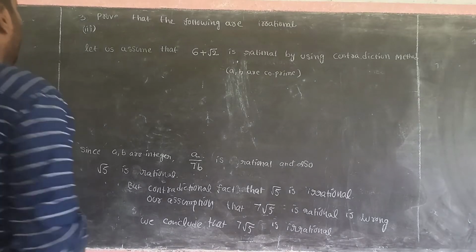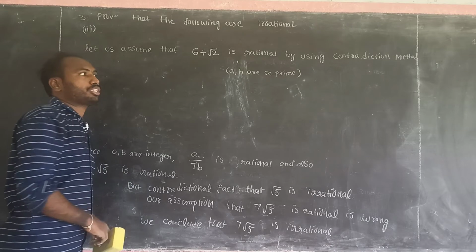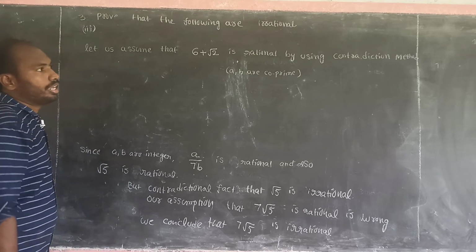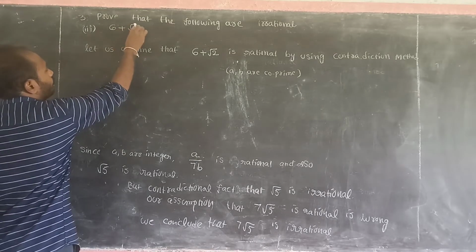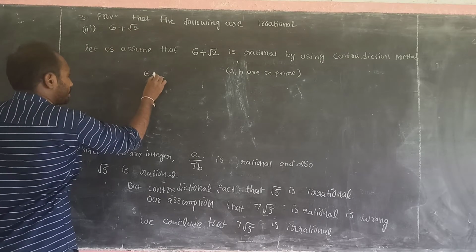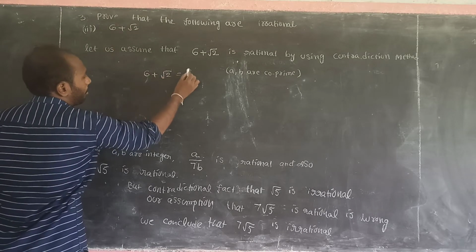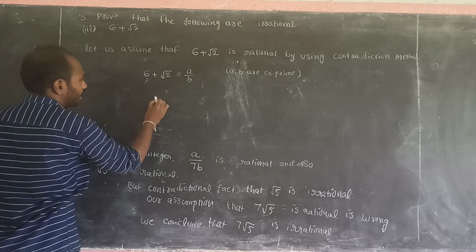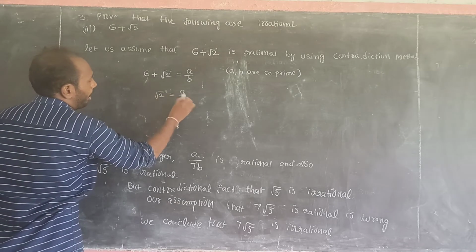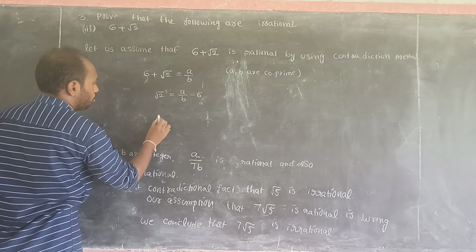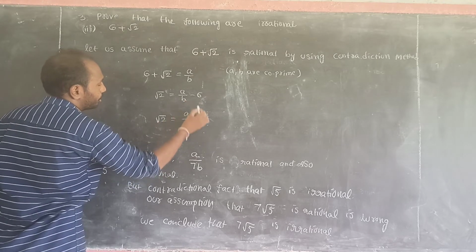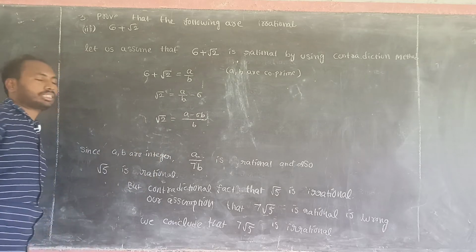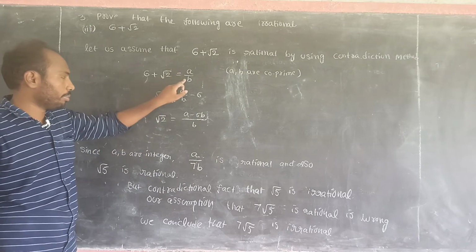So, third problem. Let us assume that 6 plus root 2 is rational by using the contradiction method. 6 plus root 2 is equal to a by b. Transposing 6 to the right side, root 2 is equal to a by b minus 6. LCM is b, so (a minus 6b) by b.